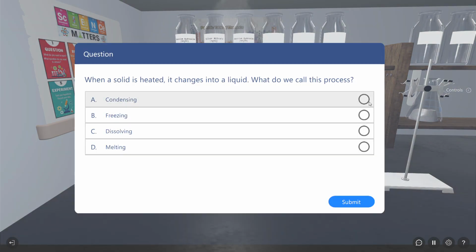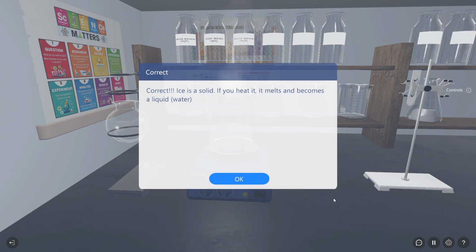When a solid is heated, it changes into a liquid. What do we call this process? Correct. Ice is a solid. If you heat it, it melts and becomes a liquid, water.